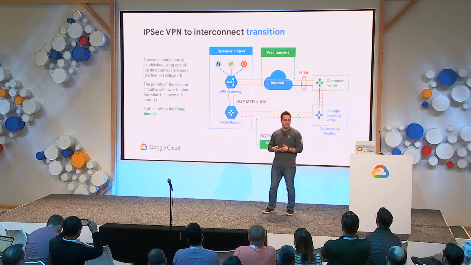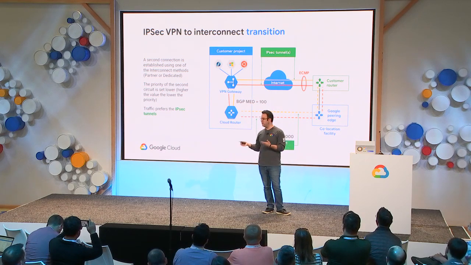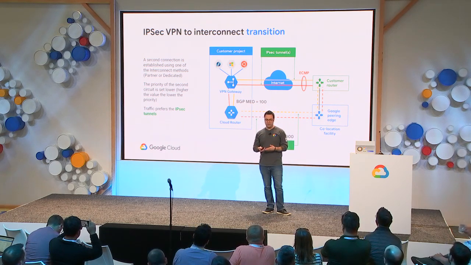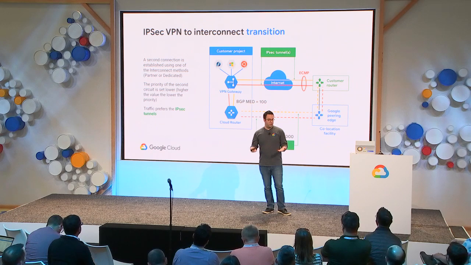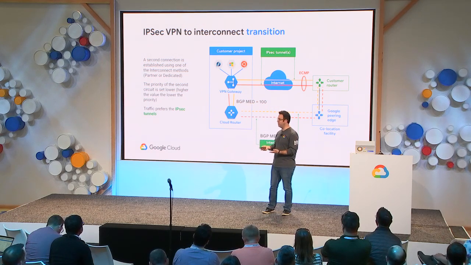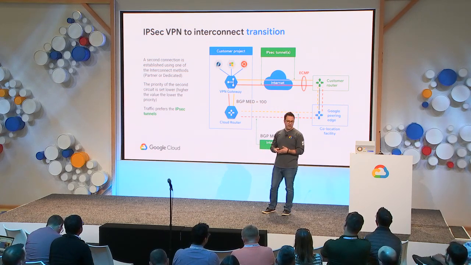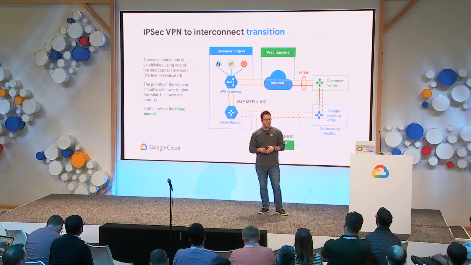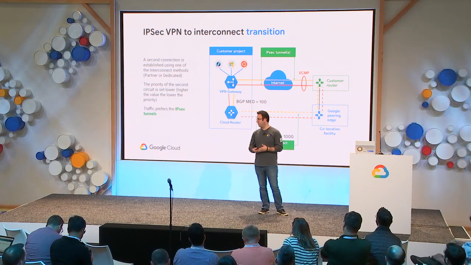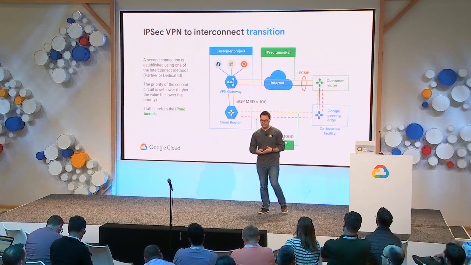And then I would like to set up another connection. This other connection would be a dedicated or partner interconnect offering. And then I don't want traffic to switch over to this connection, so I create it with a higher MED value of 1,000, and I establish a link. Now, once that link is established, traffic will not switch over yet because the VPN tunnel is preferred over the interconnect connection based on the MED values.